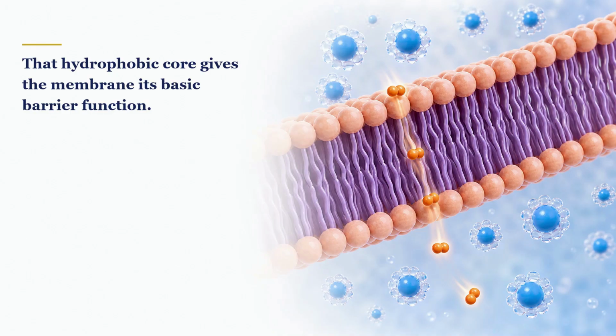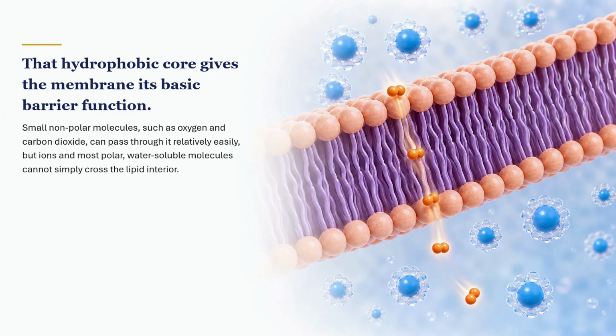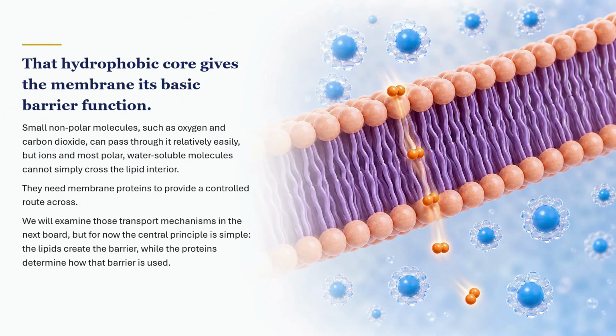That hydrophobic core gives the membrane its basic barrier function. Small nonpolar molecules, such as oxygen and carbon dioxide, can pass through it relatively easily. But ions and most polar water-soluble molecules cannot simply cross the lipid interior. They need membrane proteins to provide a controlled route across. We will examine those transport mechanisms in the next board, but for now, the central principle is simple. The lipids create the barrier, while the proteins determine how that barrier is used.